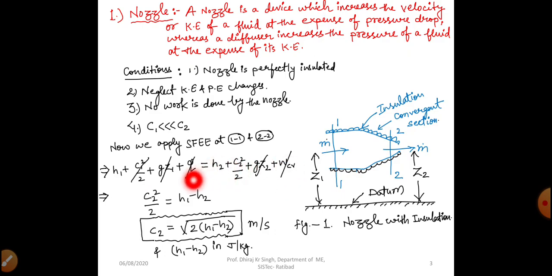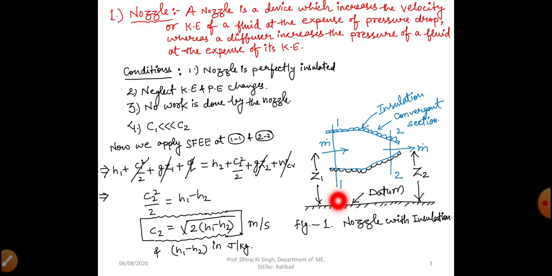Net work transfer will become 0 and net heat transfer will become 0 because system is insulated, right. So what is left: H1 equal to H2 plus C2 square by 2. Now we can arrange it and we can write the final velocity as C2 equal to under root 2 into (H1 minus H2), the difference of enthalpies at inlet and outlet. So this velocity unit will be in meter per second, and H1 minus H2 is change in enthalpy and it will be in joule per kilogram, right.